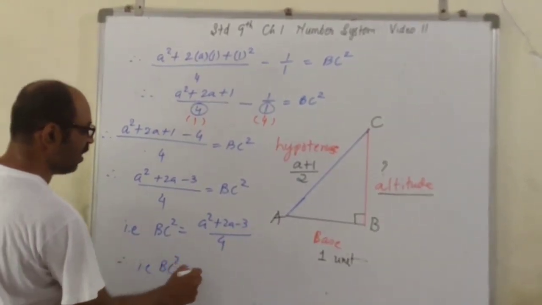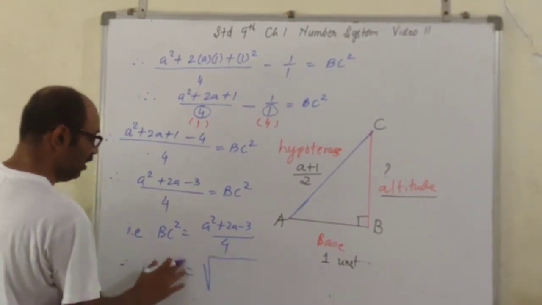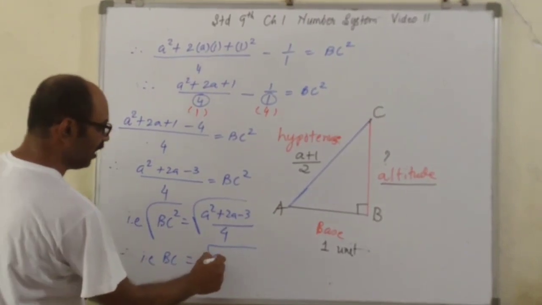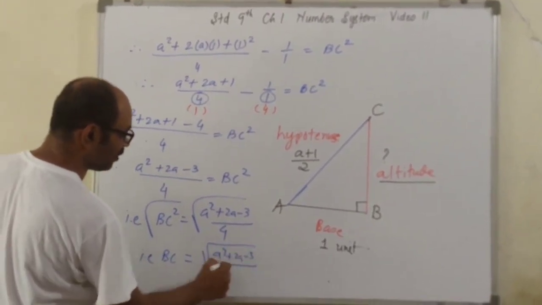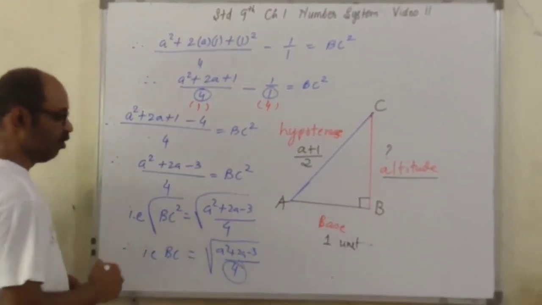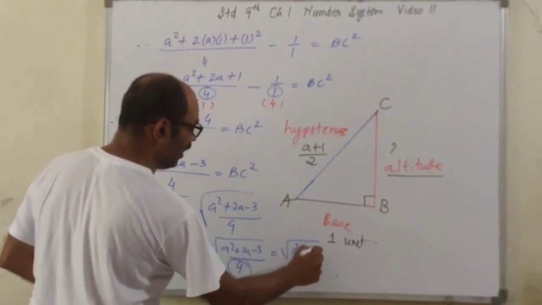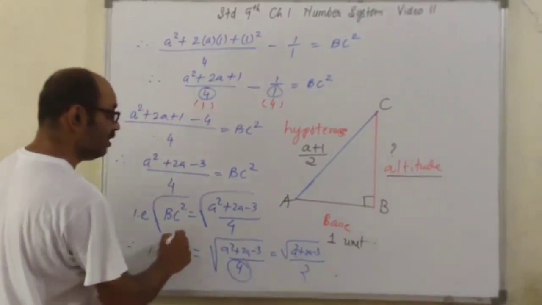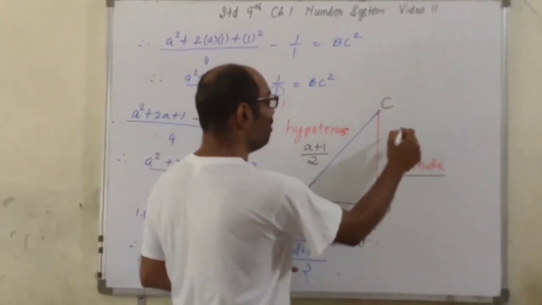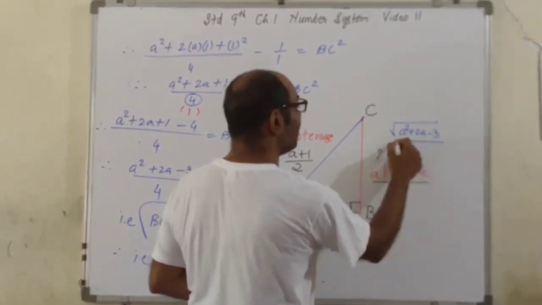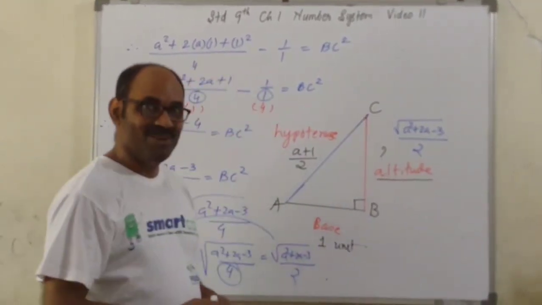Taking the square root on both sides, the square is removed. That is root of (a square plus 2a minus 3) upon root 4. 4 in the denominator is a perfect square. So you can say root of (a square plus 2a minus 3) upon 2. This is the altitude. The altitude is the square root of (a square plus 2a minus 3) upon 2. Do you understand?